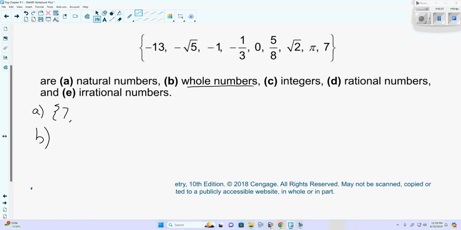So are there actually any other natural numbers? No, it's just 7. Whole numbers would still be 7 and 0. So whole numbers are our natural numbers plus 0. That's the only thing it adds. Integers. This here is our positive and negative counting numbers. So we'd still have 0, we'd still have 7. But what else would we include from this here? -1 and -13.